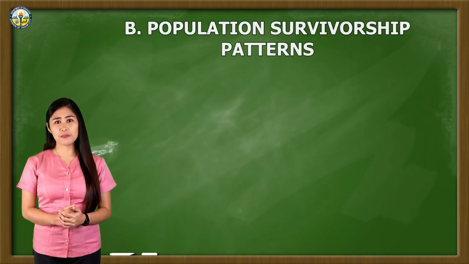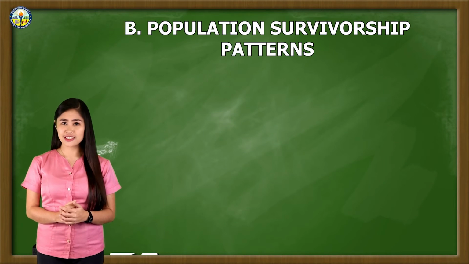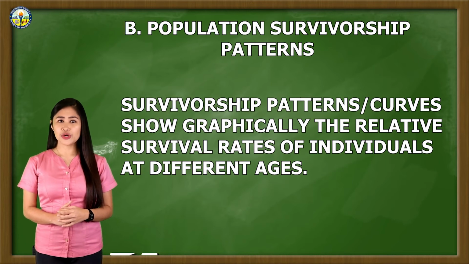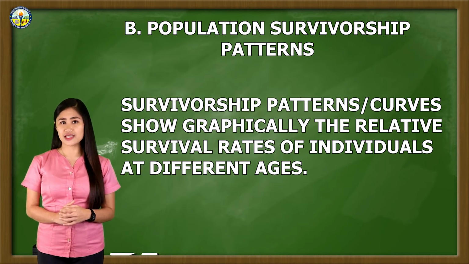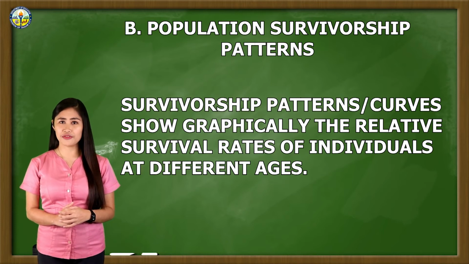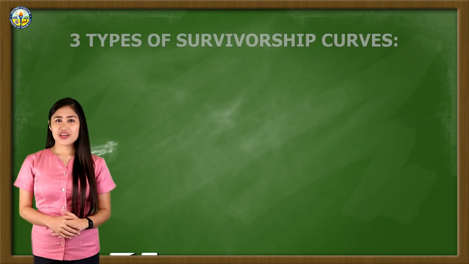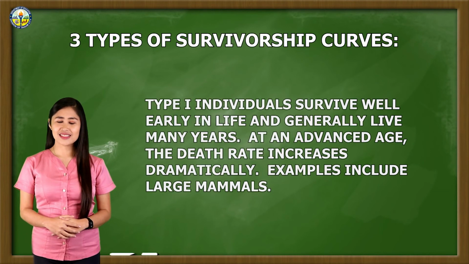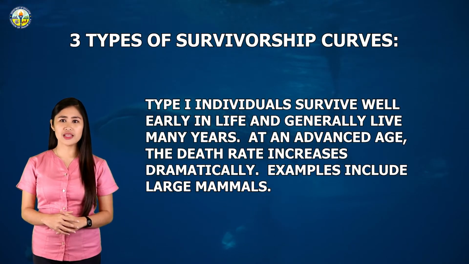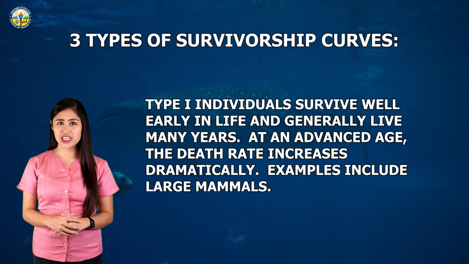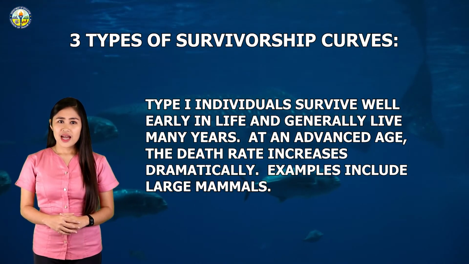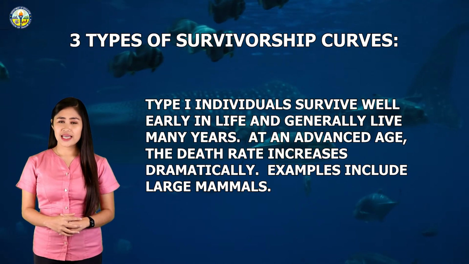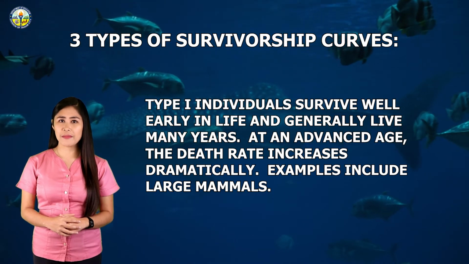Then, we have the population survivorship patterns. Survivorship patterns, or curves, show graphically the relative survival rates of the individual at different ages. There are 3 types of survivorship curves. Type 1 individuals survive well early in life and generally live many years. At an advanced age, the death rate increases dramatically. Examples include large mammals.